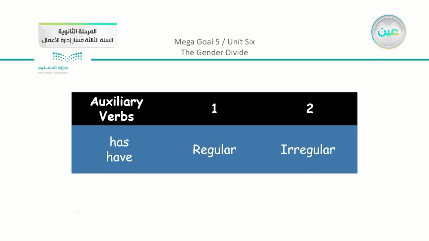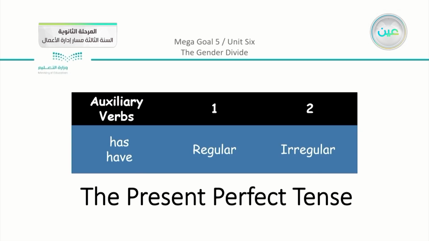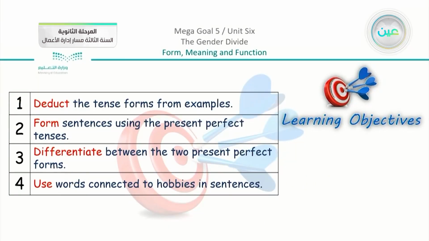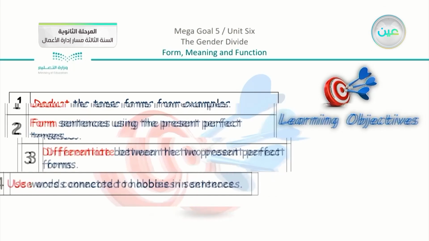We are going to focus on the present perfect tense, which means that we are going to focus on the auxiliary verbs has and have plus the irregular verb. Now we are starting our lesson, which is the form, meaning, and function lesson. Our objectives are to deduce the tense forms from examples, form sentences using the present perfect tense, differentiate between the two present perfect forms, and use words connected to hobbies in sentences.